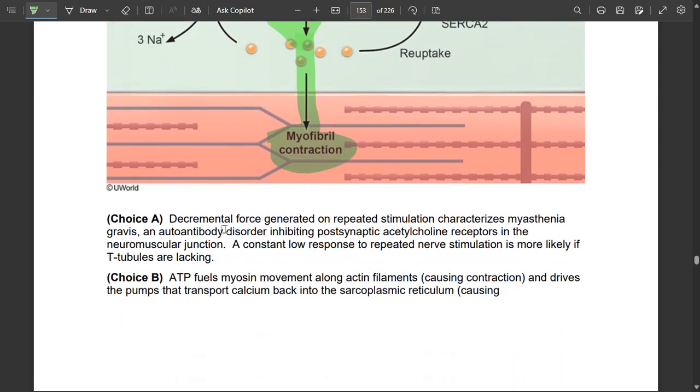Decremental force generated on repeated stimulation characterizes myasthenia gravis, an autoantibody disorder inhibiting postsynaptic receptors in the neuromuscular junction. A constant low response to repeated nervous stimulation is more likely if T tubules are lacking.